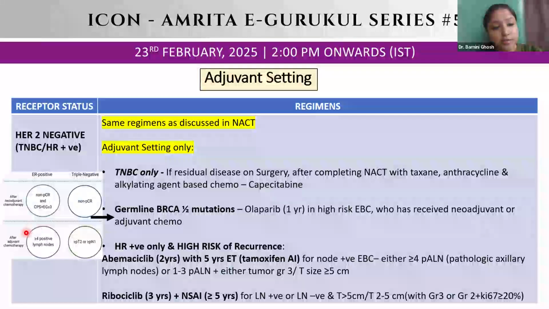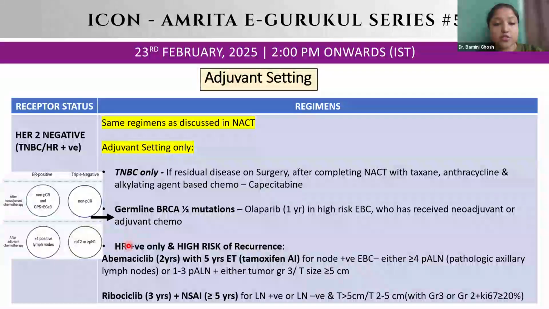For hormone receptor positive patients, if after adjuvant therapy 4 or more positive lymph nodes are there, this is also another indication of giving adjuvant olaparib. While for triple negative patients, those who have not achieved pathological complete response after NACT, or those who have received adjuvant chemotherapy but with pathological T2 or N1 disease, they may be selected for adjuvant olaparib for 1 year duration.